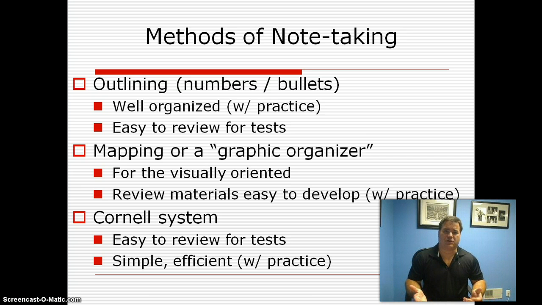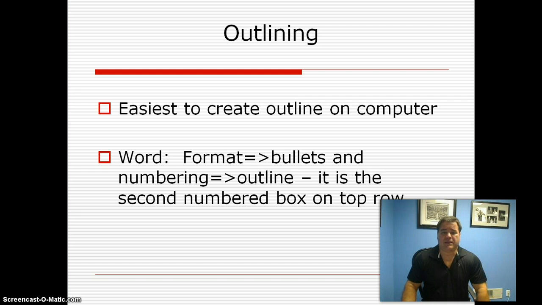Then the third system is called the Cornell System. The Cornell System is developed by a company which offers products that are a student-centered note-taking system designed specifically for students. Now, with very little effort, you can create and adapt their work for your own. And I'll show you how to do that, at least in a very basic sense, here in a couple minutes. So let's dive into outlining.